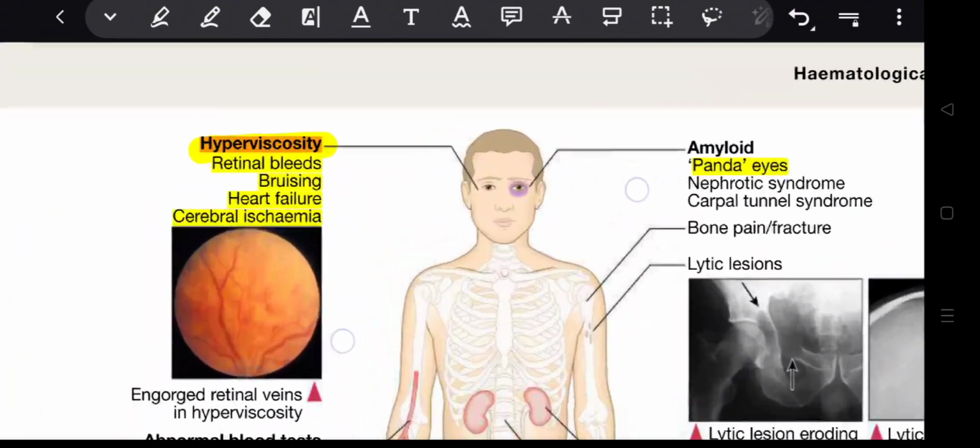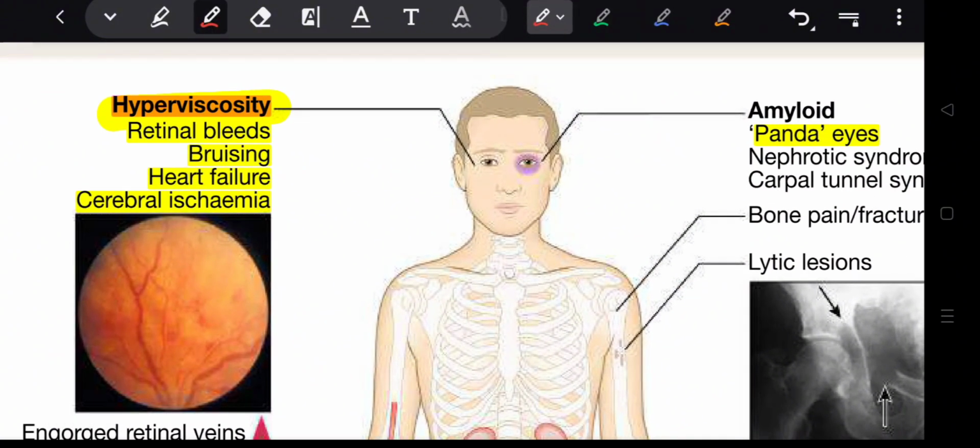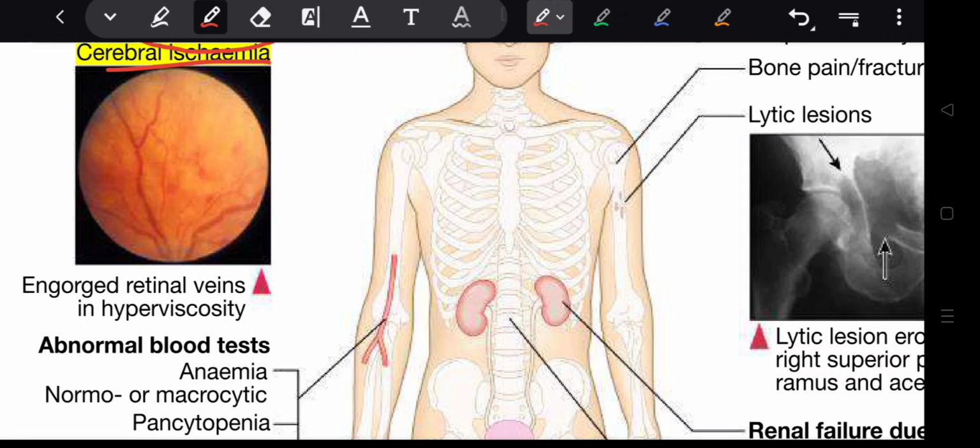In figure 25.37, multiple myeloma produces immunoglobulin. In circulation, this causes hyperviscosity: retinal bleeds, bruising, heart failure, cerebral ischemia. In the figure, we see retinal vein changes in hyperviscosity.